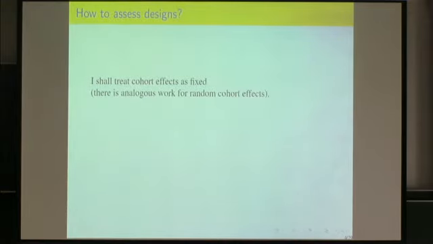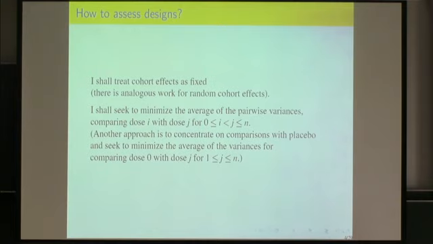How am I going to assess the designs? Well, for the purposes of a short talk, I'm going to assume that cohort effects are fixed, but I have gone through it all with random effects as well. And I'm going for A optimality, so this is what Radoslav did: minimize the average of the pairwise variances for all the pairwise comparisons of one dose with another or one dose with control. And you can think of other things you might do, but that's what I'm concentrating on in this talk.